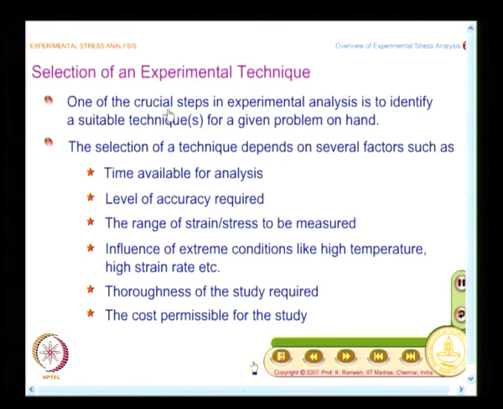One of the crucial steps in experimental analysis is to identify a suitable technique for a given problem on hand, and we have seen that it depends on several factors: time available for analysis, level of accuracy required, range of strain or stress to be measured, influence of extreme conditions like high temperature, high strain rate, etc. Then you also have to look at the thoroughness of the study required, and finally, the cost permissible for the study, that is also equally important.